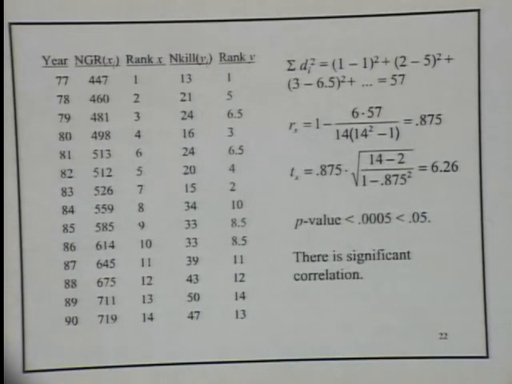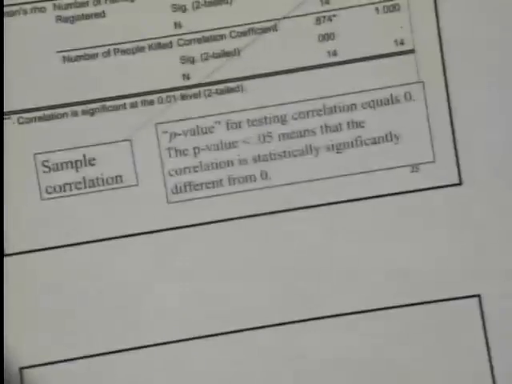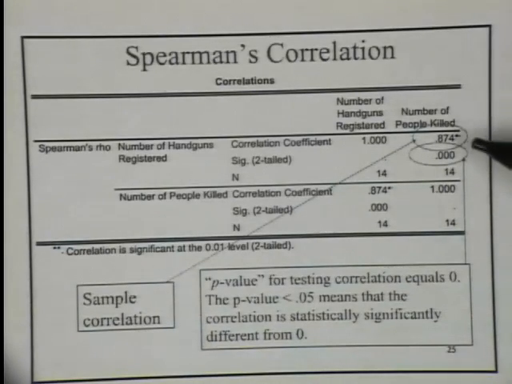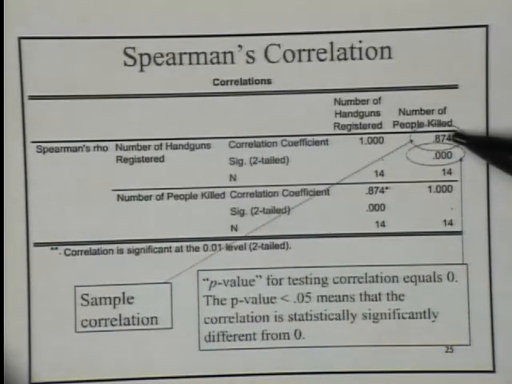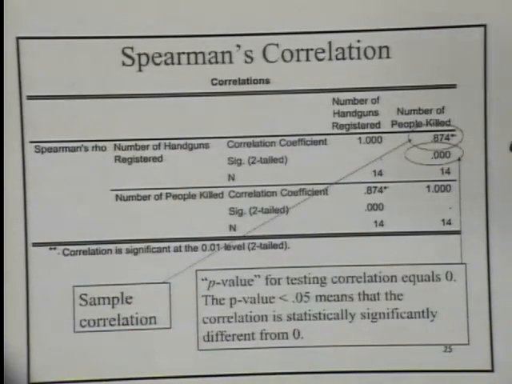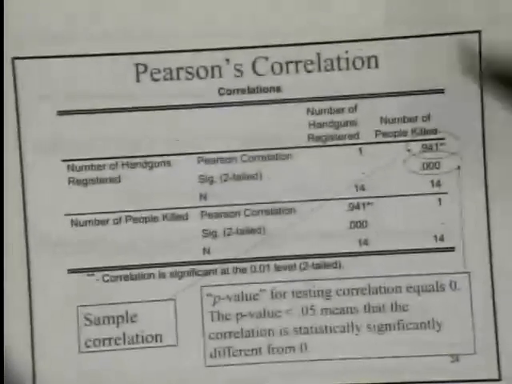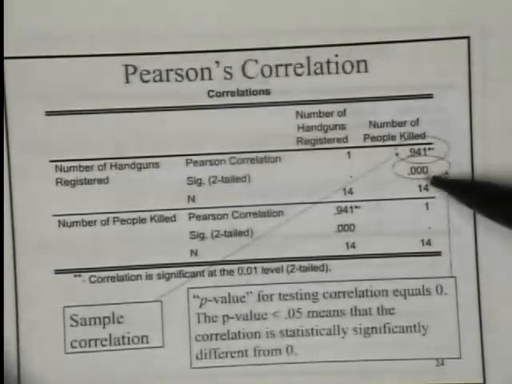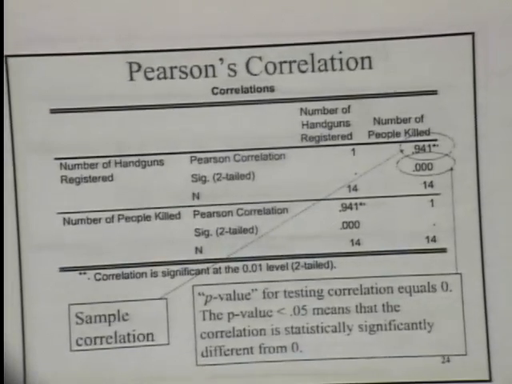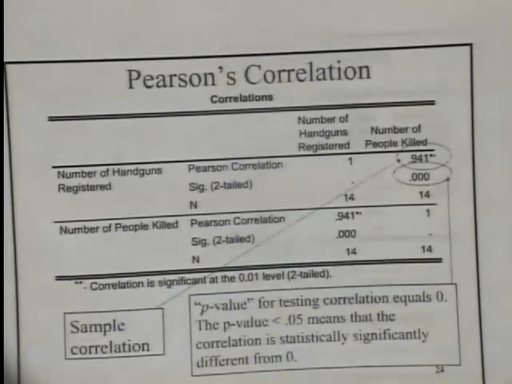If we have software, it's very easy. This is actually the output from software, from SPSS. You get the actual correlation and the p-value. This one is for Spearman's. This one here is for Pearson's, and the p-values are all very small. A small p-value means you're going to reject the null hypothesis, so the correlation is significantly different from 0.